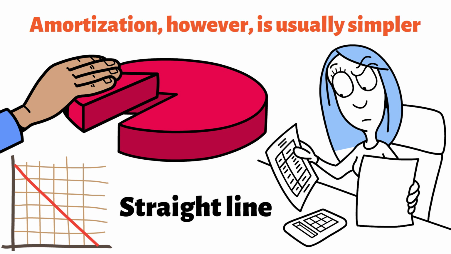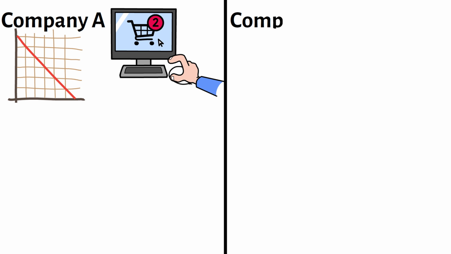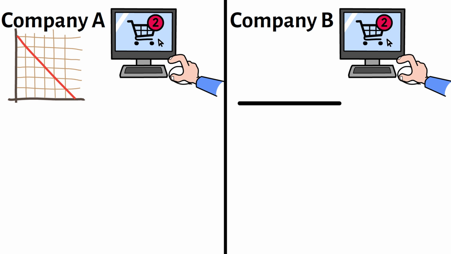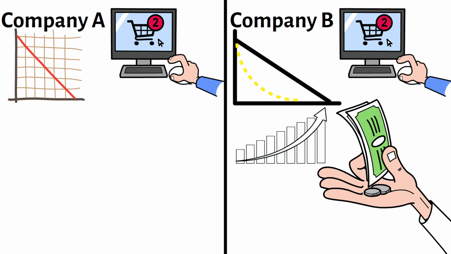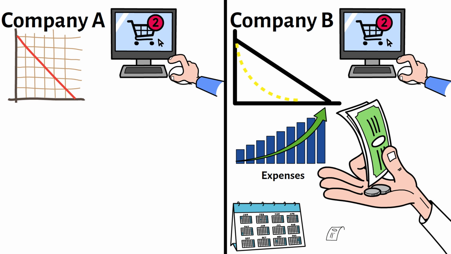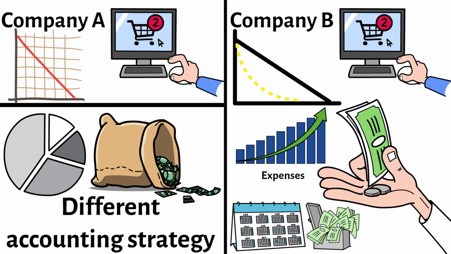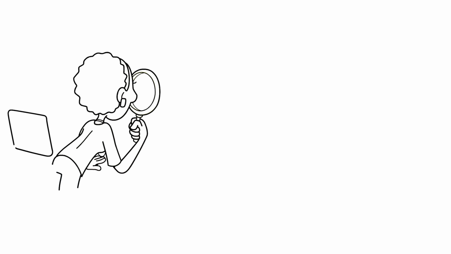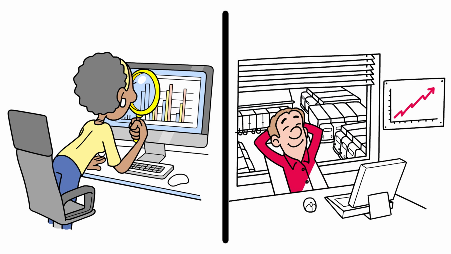Let's compare two businesses to see the impact. Company A buys equipment and uses straight-line depreciation. Company B buys similar equipment but uses accelerated depreciation. In the early years, Company B will report lower profits because it records higher expenses up front. But in later years, its profits will look higher compared to Company A. It's the same asset, it's the same cost, but it's a different accounting strategy. This is why investors pay close attention to these methods. It affects how profitable a company appears.